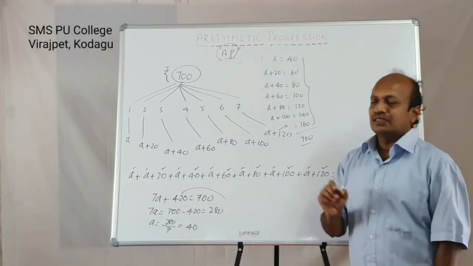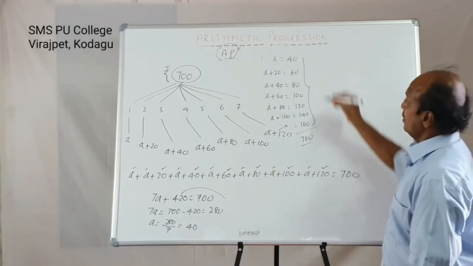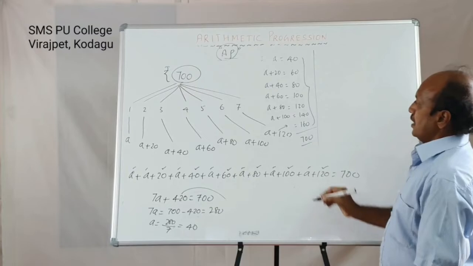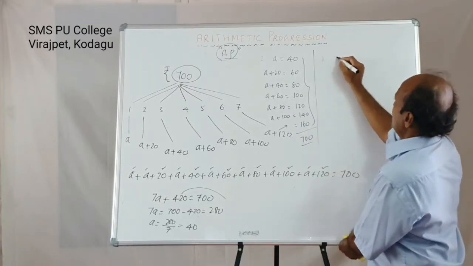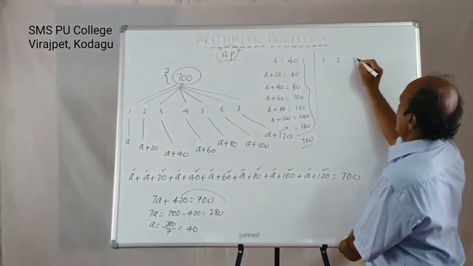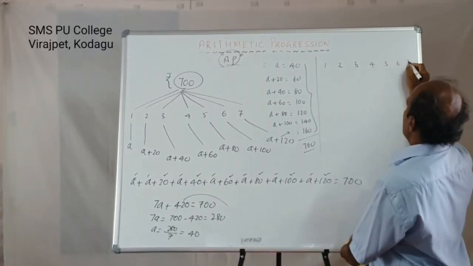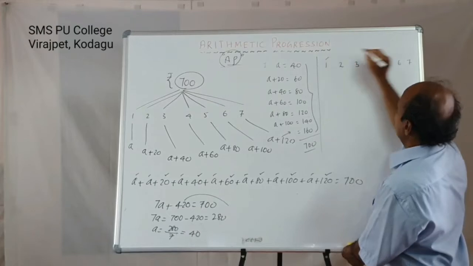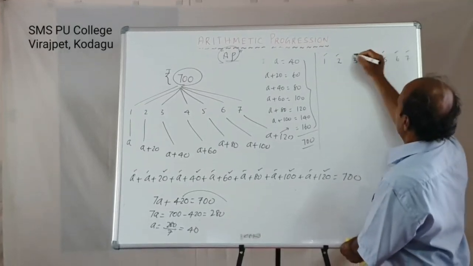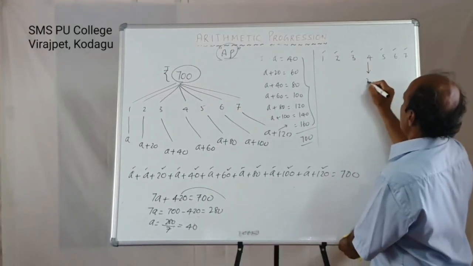Now the same question is asked for 1 mark. And how to solve? Right. How many prizes are there? 7 prizes are there. I will name the persons as 1, 2, 3, 4, 5, 6, 7. Which is the middle one? The middle one is the 4th prize. I will take this as x.